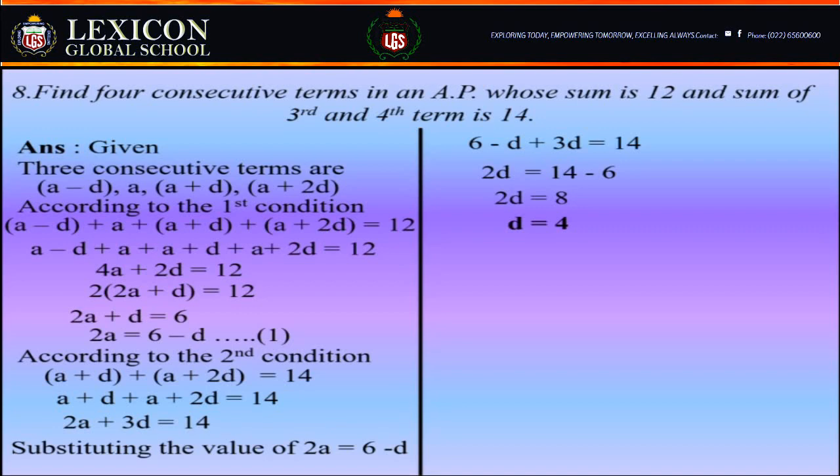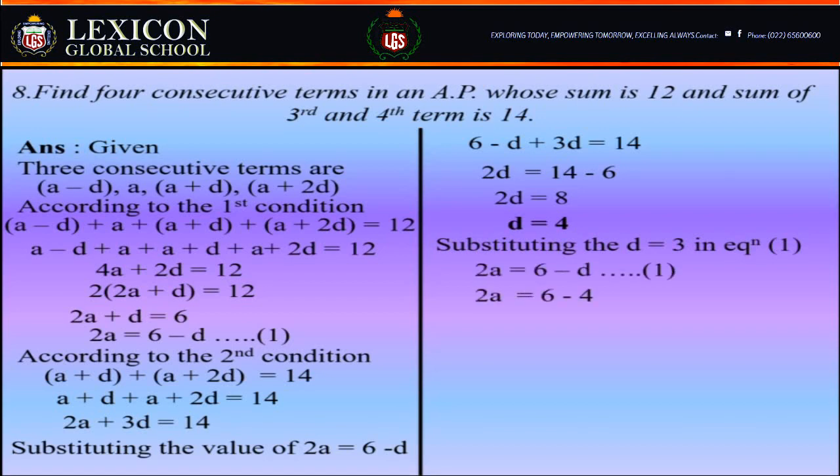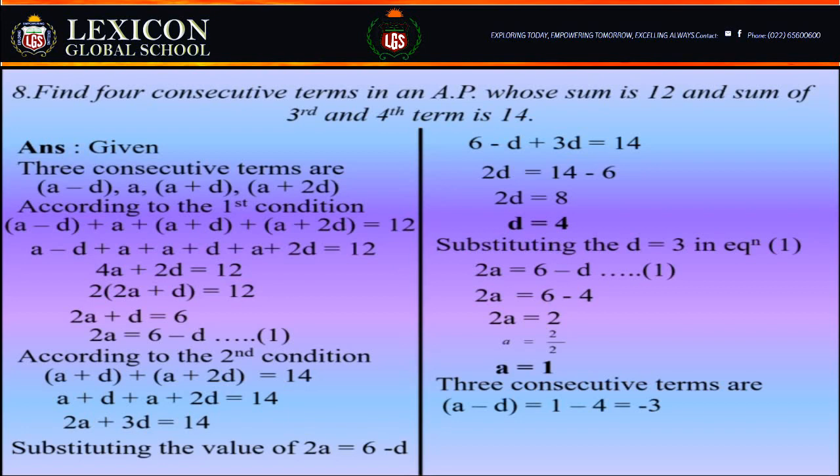Substituting the value of d is equal to 4 in equation number 1. So, 2a is equal to 6 minus d. 2a is equal to 6 minus 4. 2a is equal to 2. A is equal to 2 upon 2, so a is equal to 1. As we got the value of a and the value of d, directly substitute in the formula. So, our 4 consecutive terms will be a minus d, which is 1 minus 4 equals minus 3. A is equal to 1. A plus d is equal to 1 plus 4 equals 5. And a plus 2d is equal to 1 plus 2 into 4, 1 plus 8 equals 9.